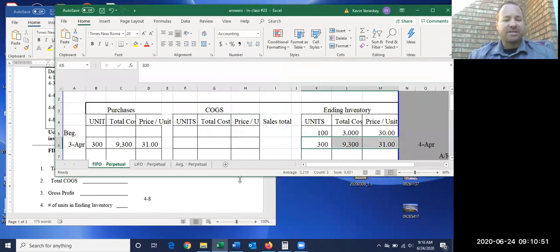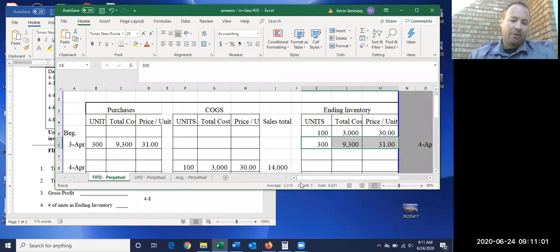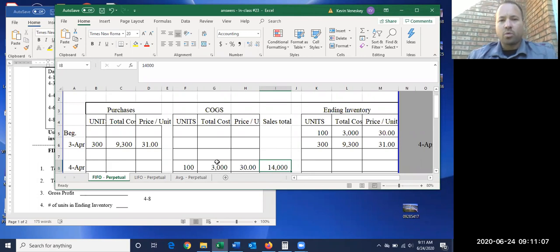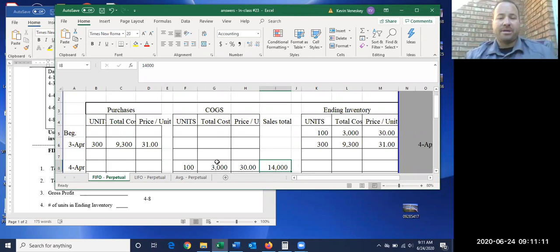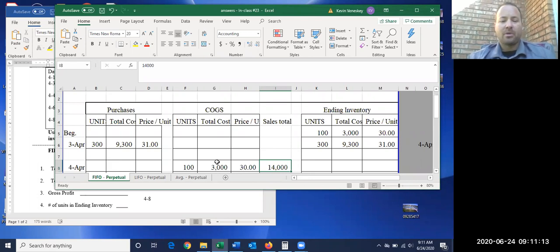When I come down and do a sale, I'm not going to put it in the purchase. What I'm going to do is put it into my cost of goods sold. I'm going to put the full sales total over here by itself, because the whole goal of this worksheet is to figure out, well, what did that sale actually cost me in goods? This is where the new stuff comes in.